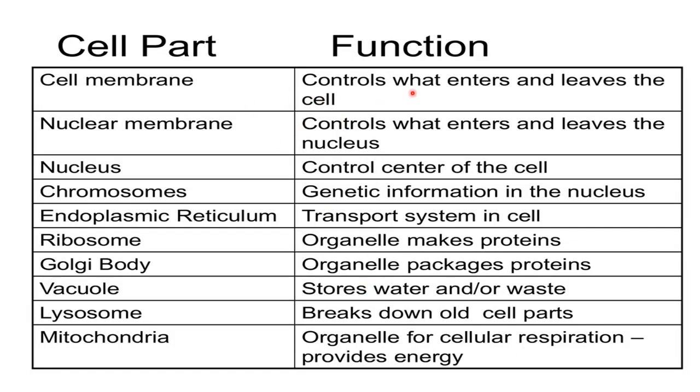Cell membrane, it controls the entry and leaving of the cell. Nuclear membrane controls the entry and leaving of substances from the nucleus. Nucleus, control center of the cell, brain of the cell. Chromosome, genetic information in the nucleus. Endoplasmic reticulum, transport system in the cell. Ribosome, organelle, makes proteins. Golgi body, organelle that packages, this is the packaging unit of protein.